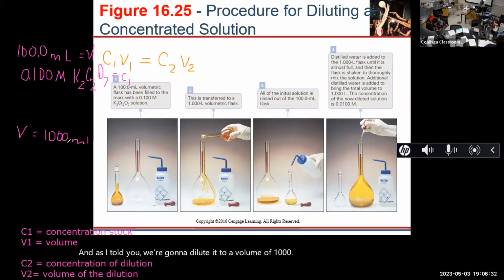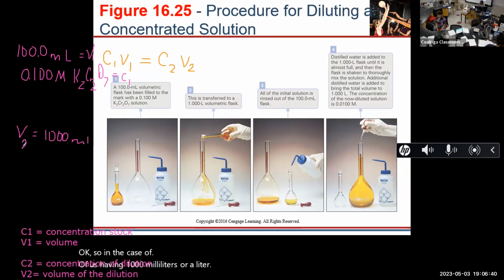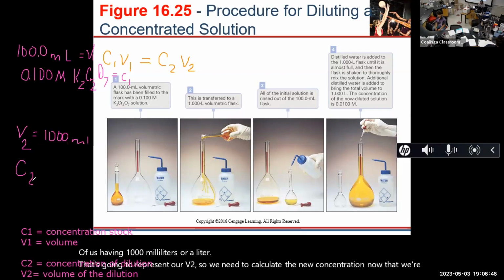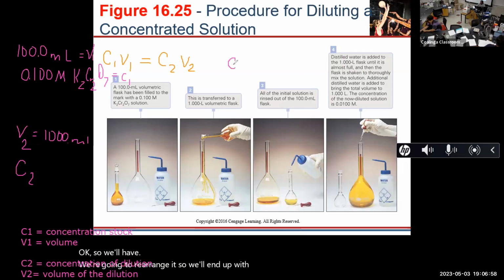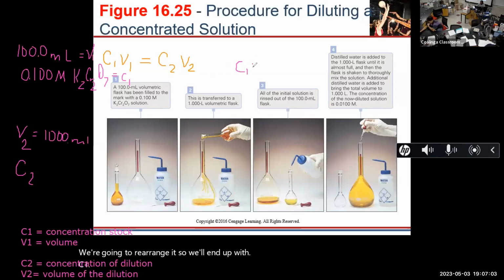Okay, so in the case of us having 1,000 milliliters or a liter, that's going to represent our V2. So we need to calculate the new concentration now that we're doing a dilution of it. Okay, and so the way that we would do that is by using this equation. Okay, so I'm going to rearrange it. So we'll end up with C1 V1 equals C2. Then put the V2 over here.